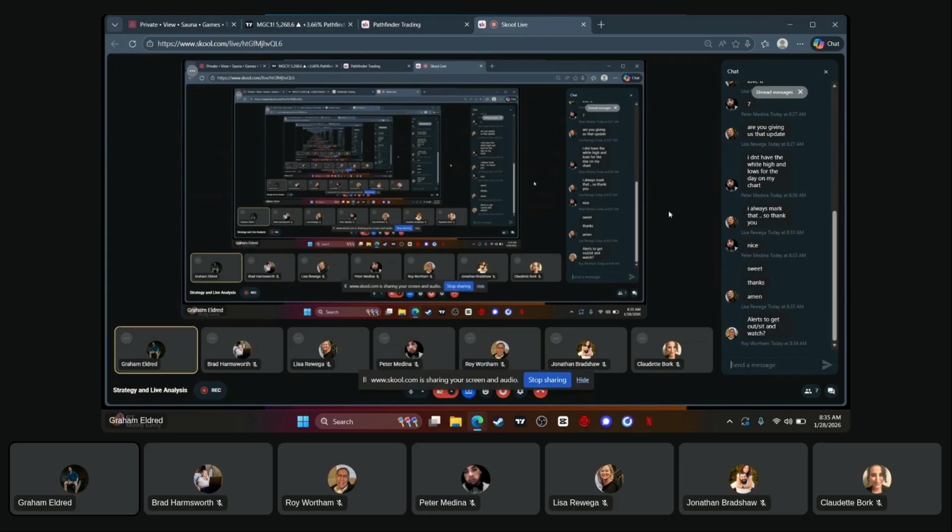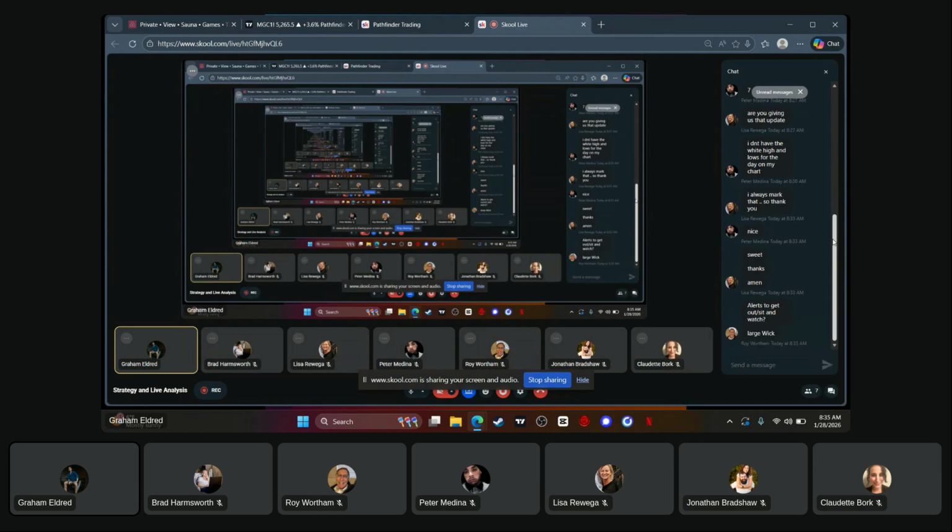I have alerts set on the inside candles, so I want to know when an inside candle forms. What I don't have right now is a good indicator for double bottoms and double tops. That's the next thing I'm building. I want to know when a double bottom or a double top happens. I want a reliable indicator that tells me when that's going on.